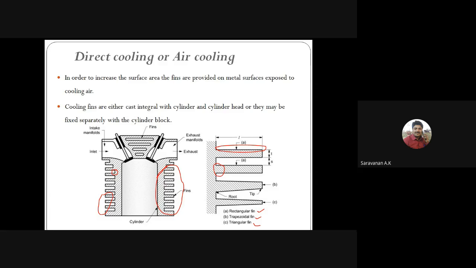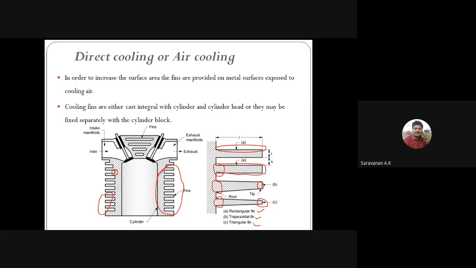In the first one, for the rectangular fin, the entire area will be uniform. Here you can see the area will be high at one end and low at the other. At the same time, here too the area will be high and the area will be low. So what it indicates is the temperature difference.